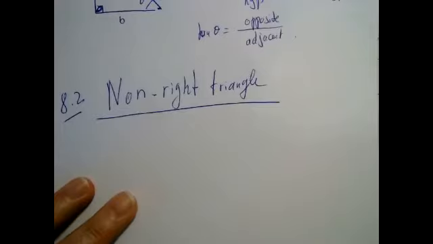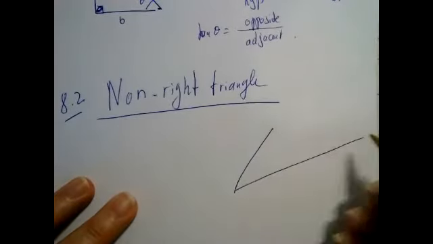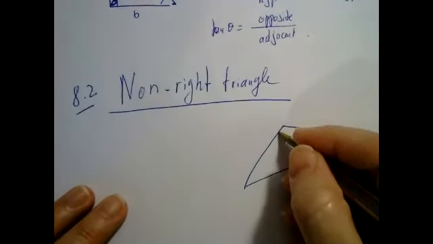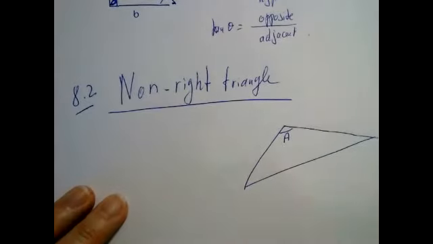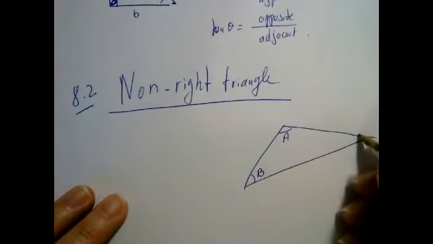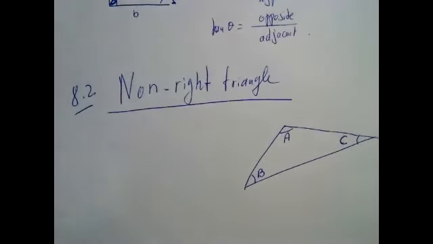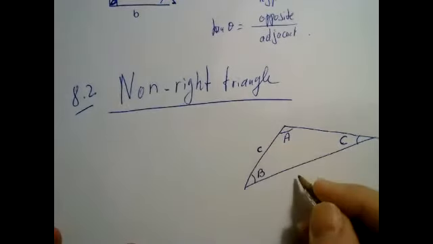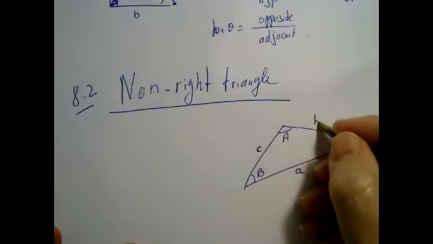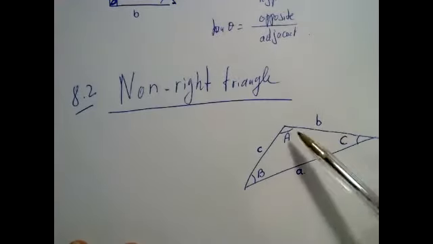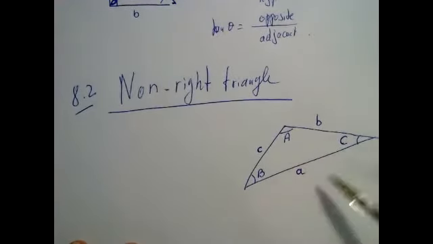So I have a non-right triangle, any triangle, but there is no 90-degree angle. Suppose we have the following triangle. I'm going to call this angle A, this angle B, and this angle C. I'm using the notation of the book for you to be comfortable. The side opposite the angle B, I'm going to call little b. The side opposite the angle A, I call little a. The side opposite the angle C, I'm going to call little c.